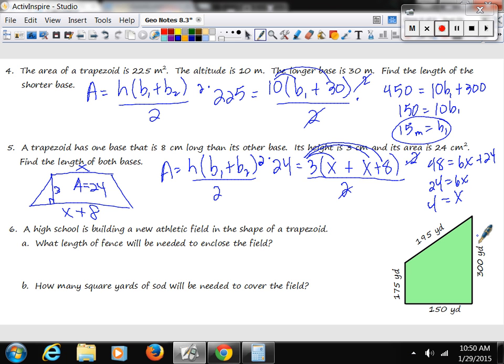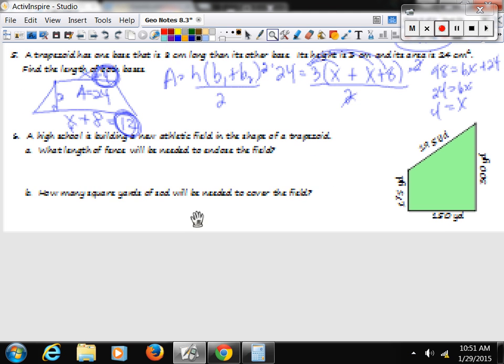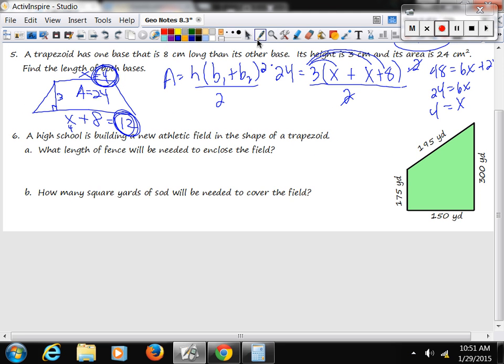So that means in our problem, the short base is 4. And then 4 plus 8, the long base is 12. So we've got our short base is 4, we've got our long base is 12. Is the long base 8 longer than the short base? Yes, it is. It works. And the area would be 24 in that one. So that is the right answer. Those are the right answers.